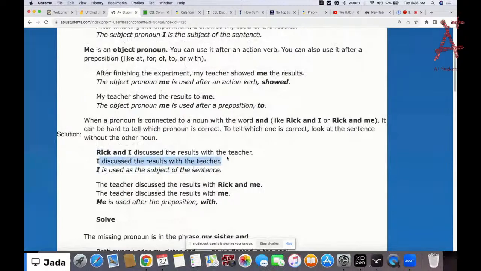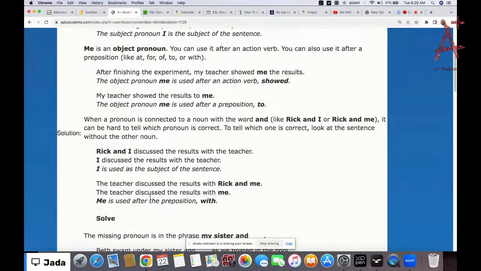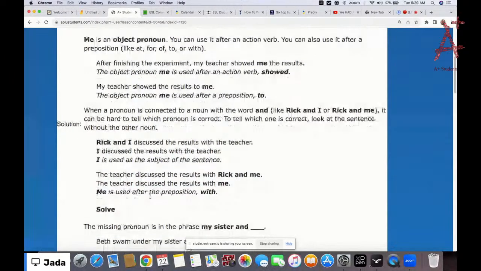So it's okay, right? But then when you say the teacher discussed the results with Rick and me, you ask yourself, the teacher discussed the results with me, so me is used after the preposition with. So you have to work it out to see which one is more suitable for the answer. Is it going to be I or is it going to be me? So the teacher discussed the results with Rick and me, and the teacher discussed the results with me.